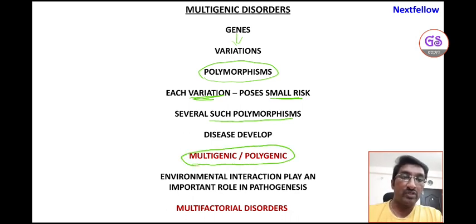And when environmental factors interact and play an important role in pathogenesis, then they are called as multifactorial disorder. Remember, multigenic or polygenic means multiple genetic polymorphisms are needed for the disease to develop. Some of the common diseases like hypertension, diabetes mellitus, coronary artery disease, all these are grouped under multigenic or polygenic disorders.